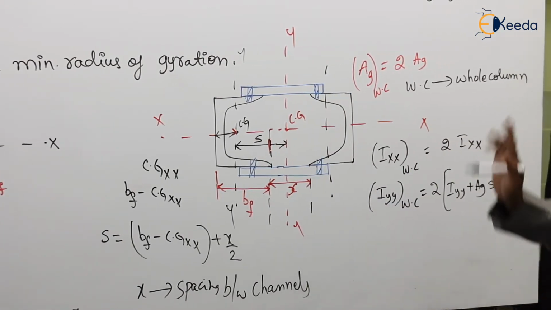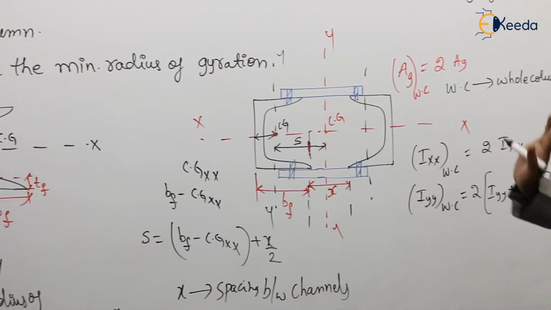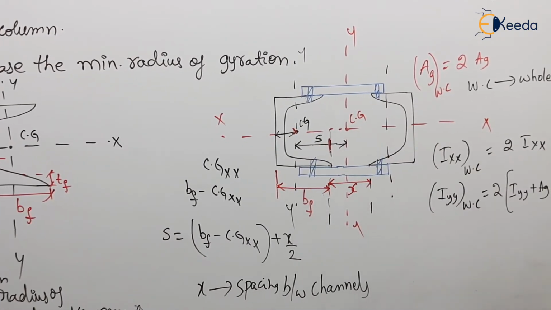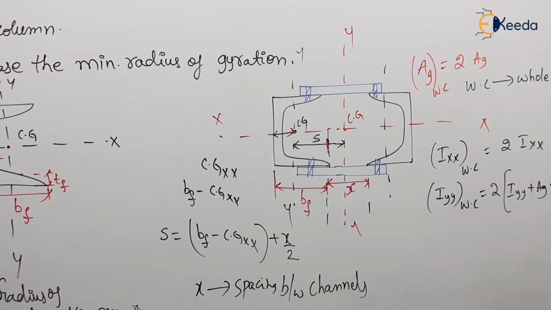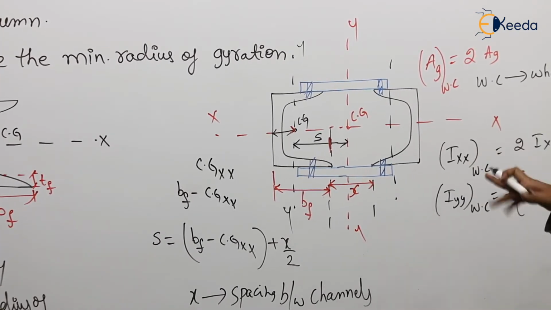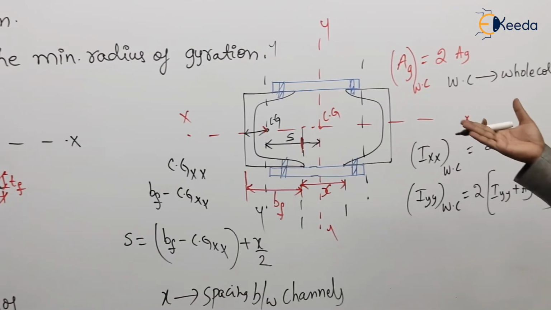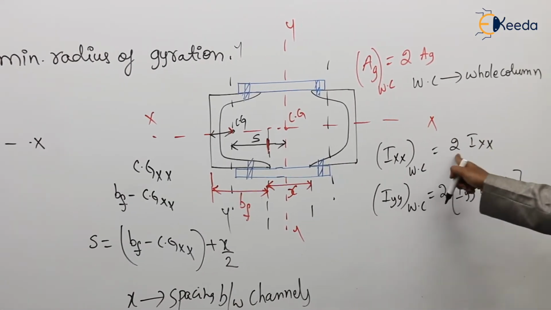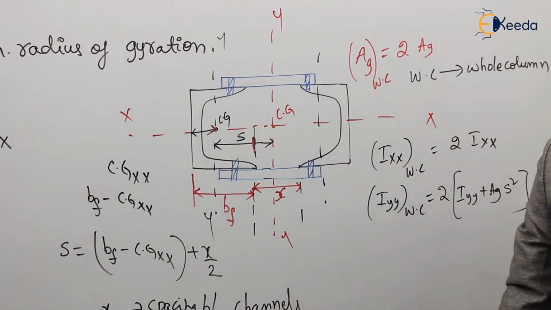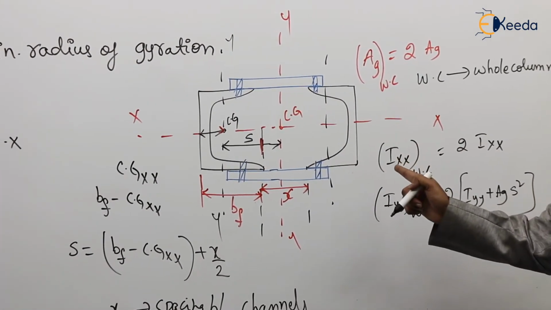This box will have two axes, XX and YY, and here is where the CG of the box lies. To find the moment of inertia of this built-up column, or whole column, or this box cross section about XX and YY: XX is simple. It is simply twice the Ixx of the individual component. Agree.